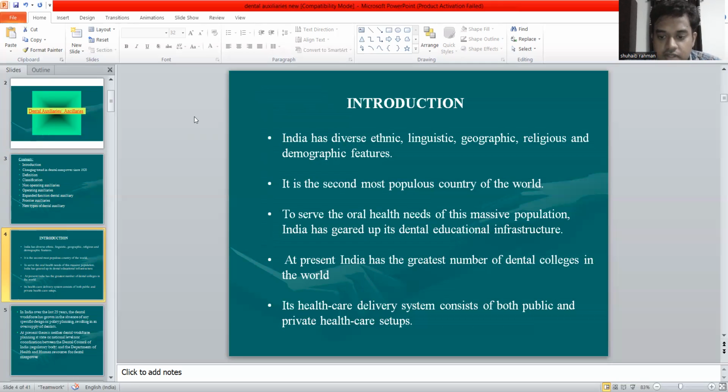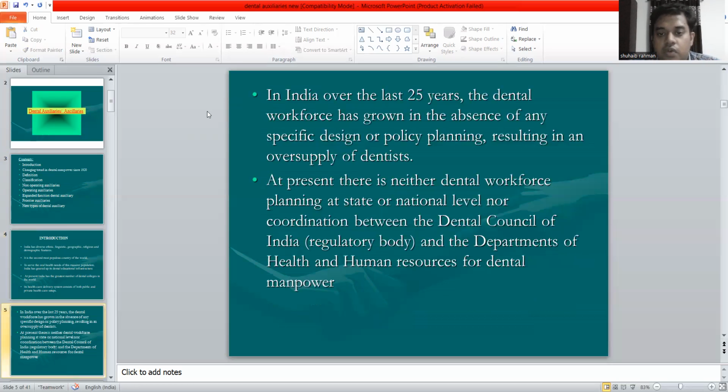Its healthcare delivery system consists of both public and private healthcare setups. In India, over the last 25 years, the dental workforce has grown in the absence of any specific design or policy planning, resulting in an oversupply of dentists. At present, there is neither dental workforce planning at state or national level, nor coordination between the Dental Council of India, which is a regulatory body in India, and the Departments of Health and Human Resource for dental manpower.